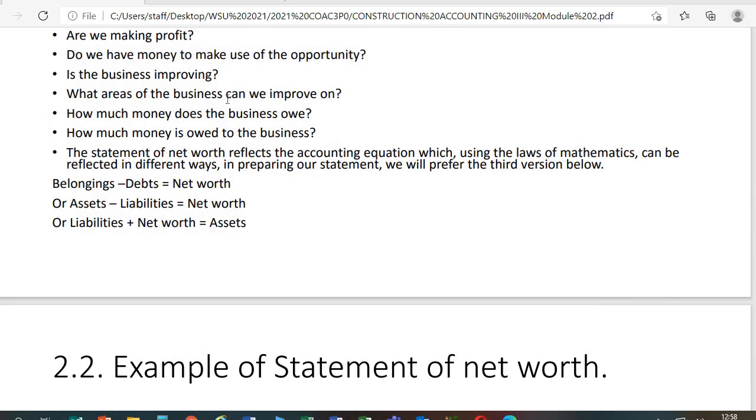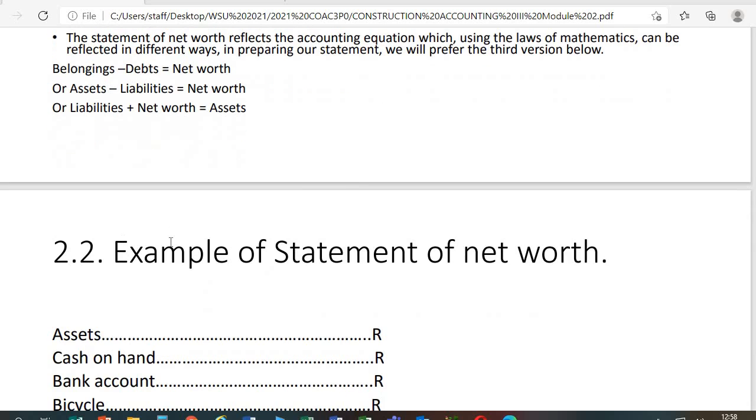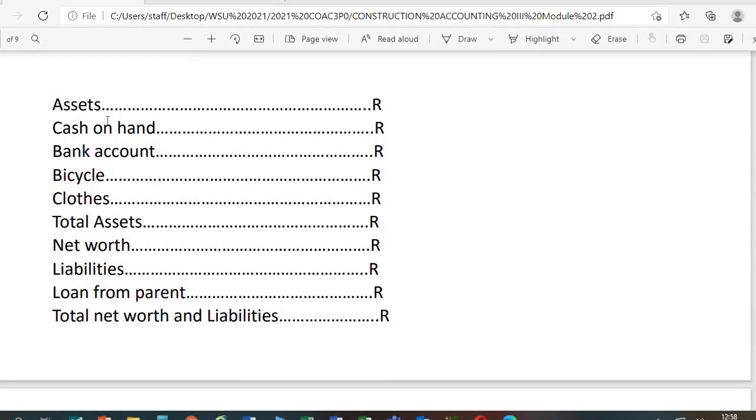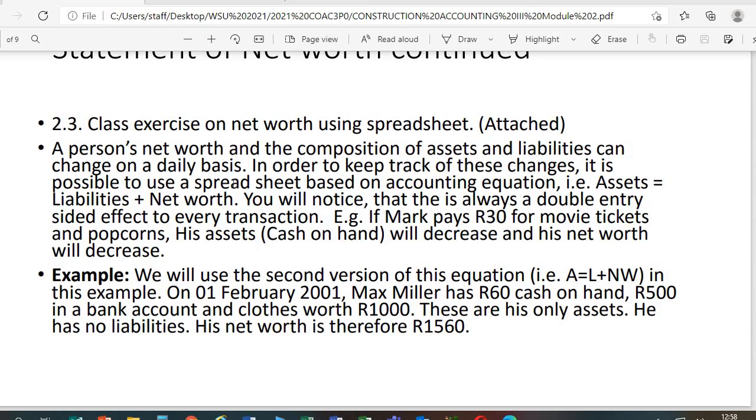The statement of net worth reflects the accounting equation, which, using the law of mathematics, can be reflected in different ways, which is your belongings minus your debts equals to your net worth, or assets minus liabilities equals to your net worth, or liabilities plus your net worth is equal to assets, which we are going to be using in this case. We've got your example of a net worth, which includes your assets, your expenses, your liabilities. And then we've got a class exercise that I'm gonna go through with you.